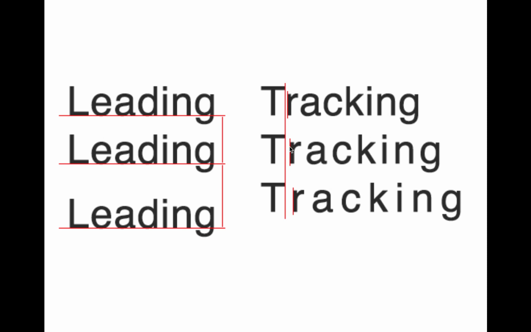Tracking is the space between the letters. So you can see that here we're increasing the tracking space. And what that means is there's more space between the T and the R. That's the tracking. And then there's something called kerning, which is actually very similar to tracking, but it's not the whole word. You can see here there's increasing the space between T and R and A and C and K. If we were kerning, it would be increasing the space just between the T and the R.